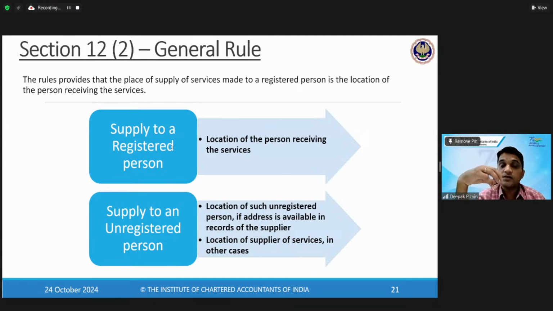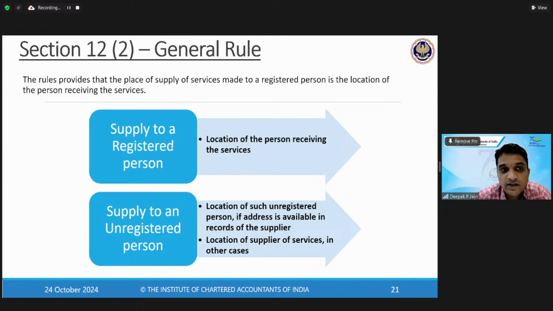12.2 says where the supply is to a registered person, it is always the location of the receiver. If it is to an unregistered person and his address is available, similar to 10CB, what we had seen, where the location of the unregistered person is available, then that location applies. If the location of the recipient is not available, then it will be the location of the supplier of service itself. Address nahi hai, to phir CGST, SGST. Agar address hai, then that specific place of supply.